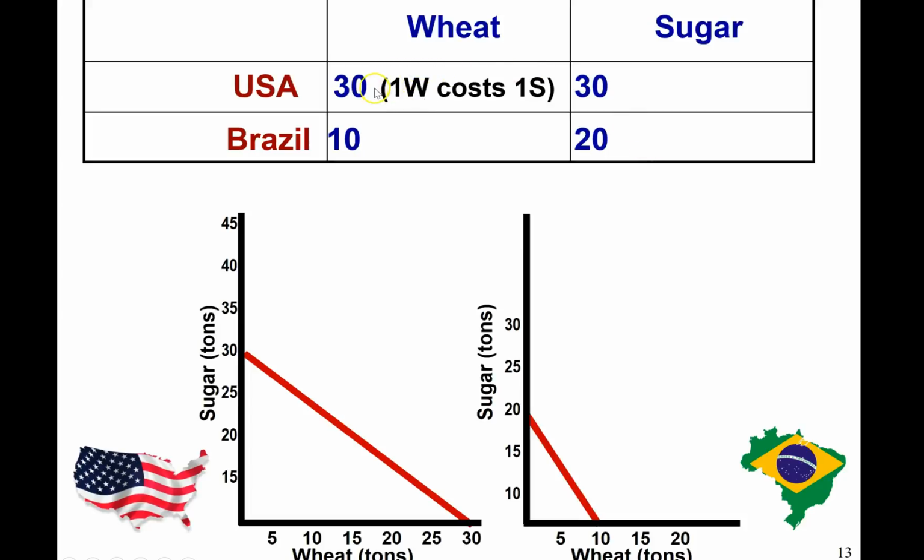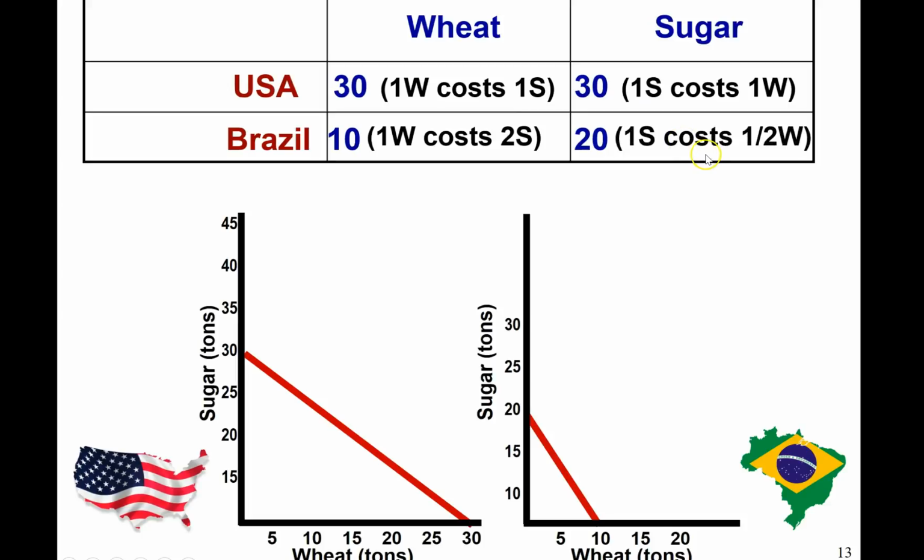We can see a very easy one for the USA. If they can produce 30 wheat or 30 sugar, then each wheat costs them 1 sugar, and each sugar costs them 1 wheat. Brazil, on the other hand, can produce either 10 wheat or 20 sugar. So for each wheat they produce, they give up the production of 2 sugar, and for each sugar they produce, they give up 1/2 of a wheat. Notice that there's the reciprocal there, right? 2 and 1/2. It's a nice, easy little shortcut to getting to that information.